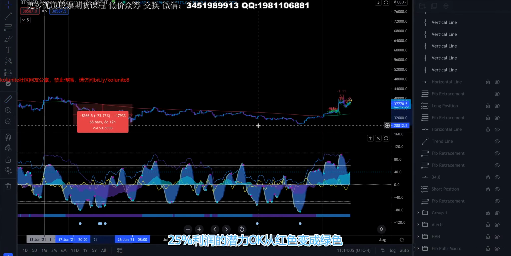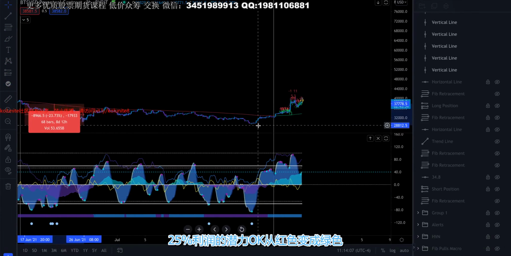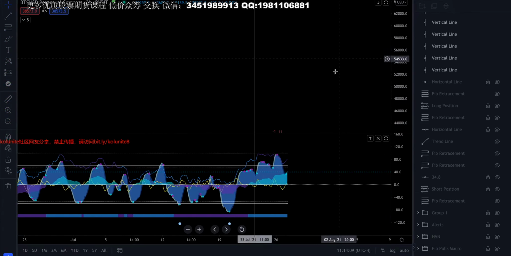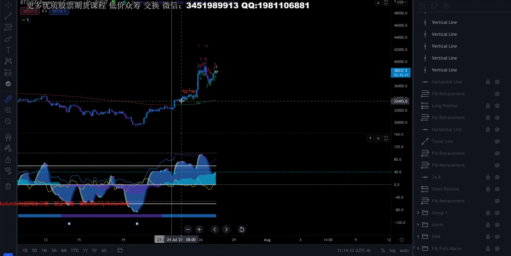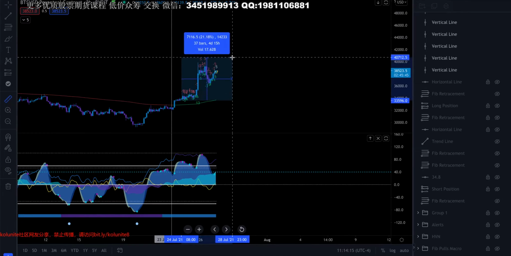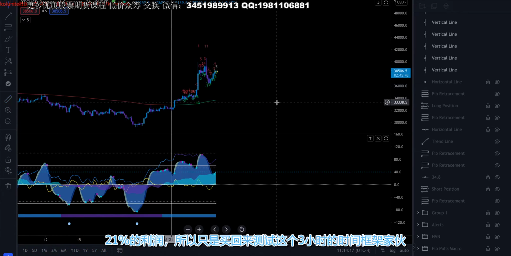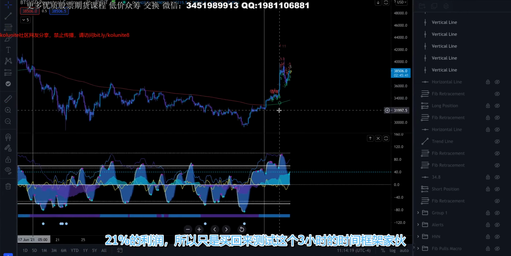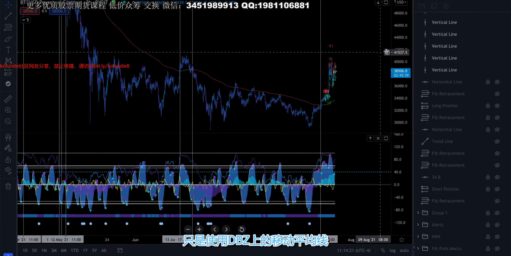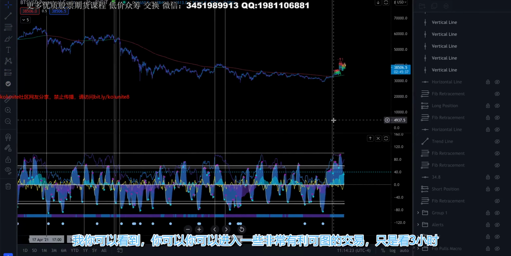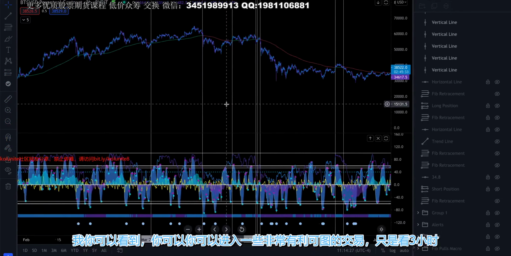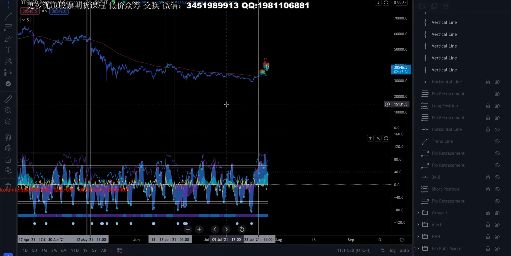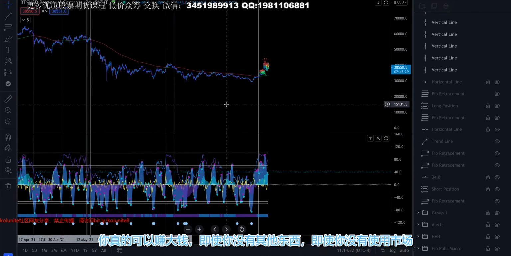Potential to make 25% profit, okay? Turns from red to green. What do we get? We get a super nice 21% profit. So just by back testing this on the 3-hour time frame, guys, just using this moving average on DBSI, you can see that you could get into some extremely profitable trades, and just by looking at the 3-hour, you could really make serious money even if you don't have anything else.